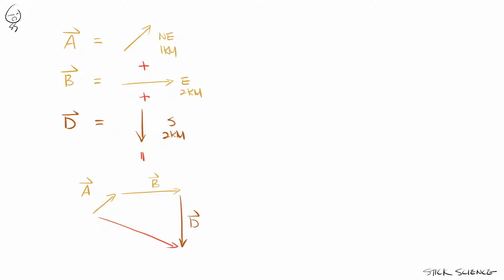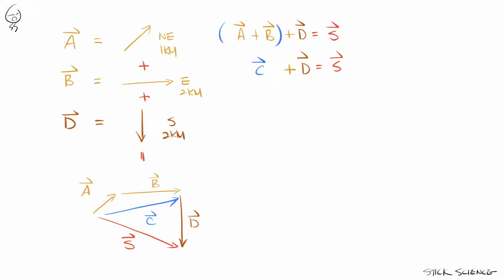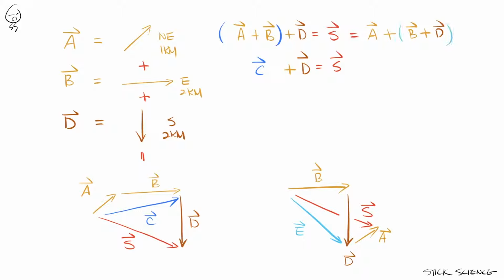If we call this vector S, the relationship between these vectors can be written as A plus B plus D is equal to S. And since A plus B is equal to C, if we added A and B first, the result will be C plus D, which by the way is still equal to S. But what if we added B and D first? Let's call that one vector E. We can easily see that A plus E is also equal to S, so we know that order doesn't matter, and that vector sums follow the associative law.